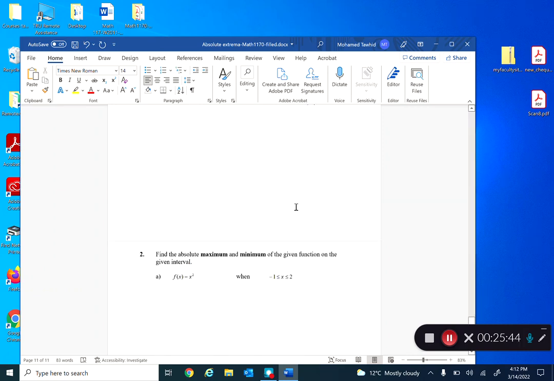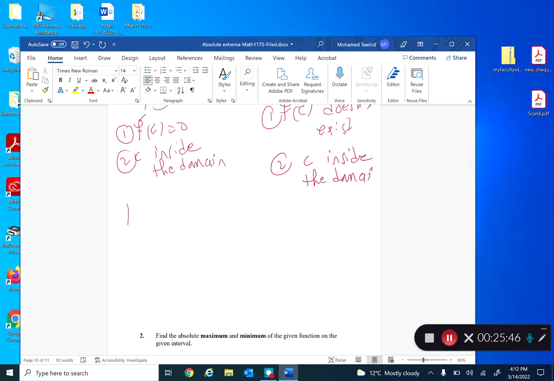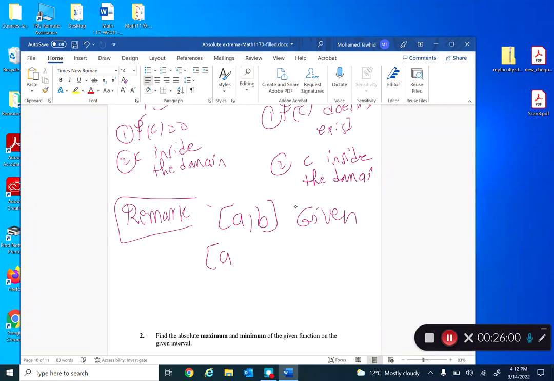So here let me write a remark for you. If you have a closed interval a to b, where the domain is given, then we have global or absolute min or max. Or sometimes you have open from a to plus infinity, that's called half closed. Then you could also have global min or global max at a.